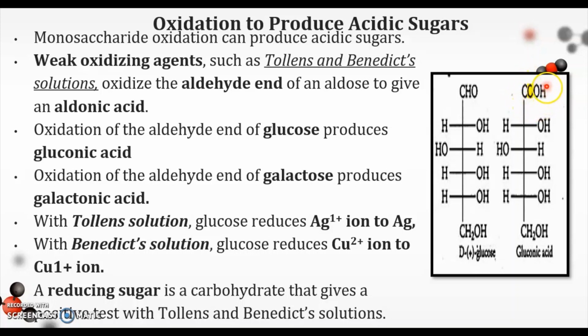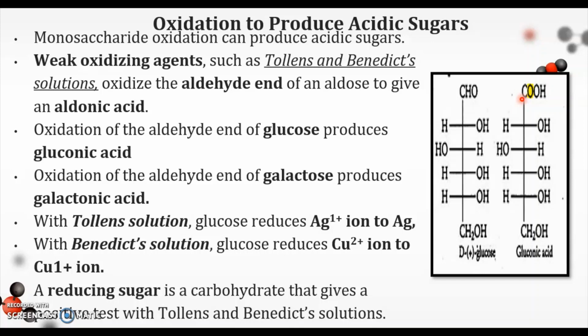Once it becomes a carboxylic acid, it will now be called an aldonic acid. As a result, the name of the glucose will be gluconic acid. This is an example of an acidic sugar made using a weak oxidizing agent.